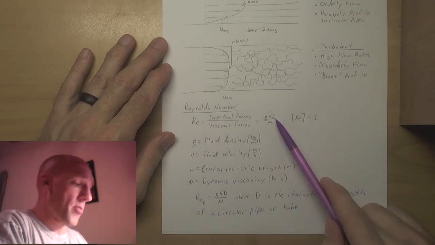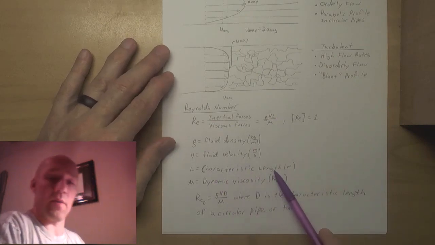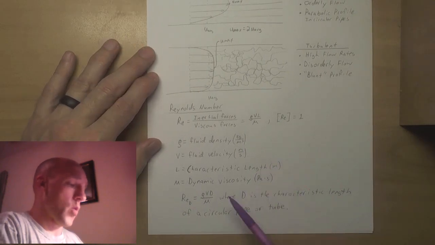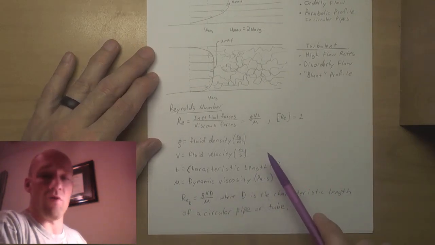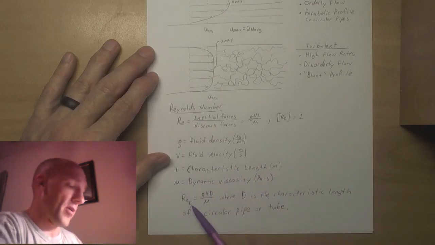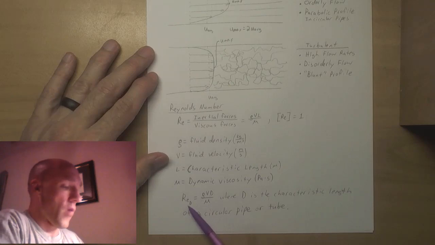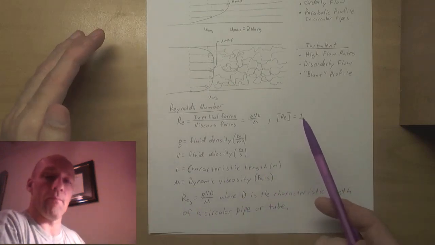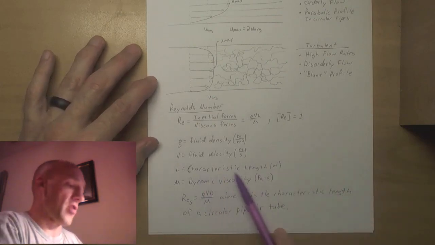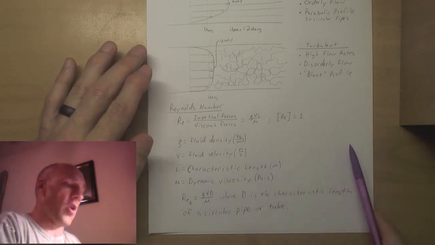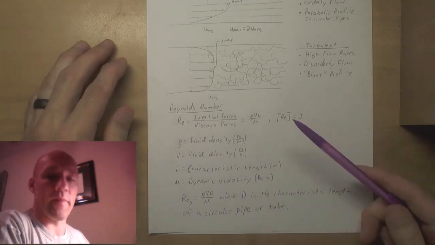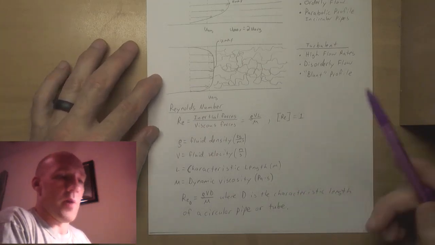This L represents a characteristic length. For flow in circular tubes, this characteristic length is usually taken to be the diameter, but the Reynolds number has other definitions depending on the situation. This characteristic length could be the length along a flat plate. It could be any number of things.